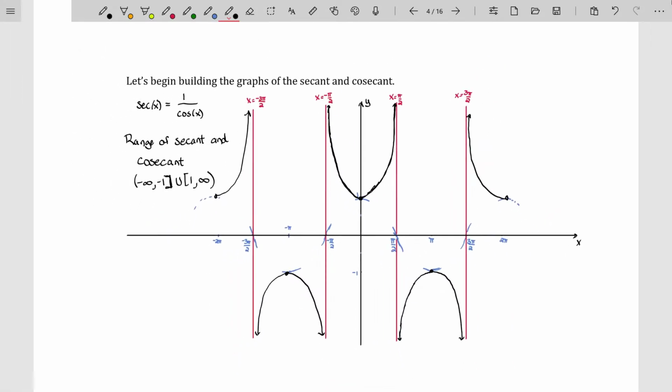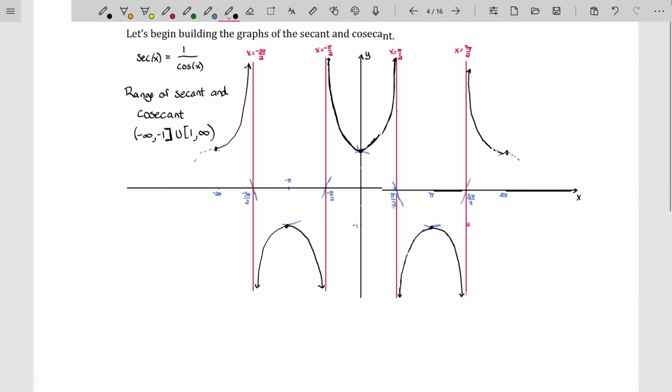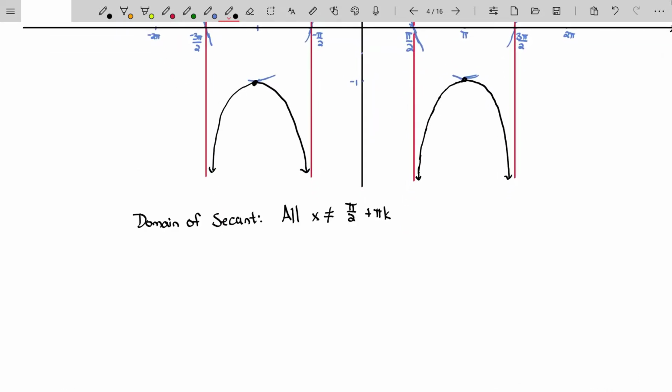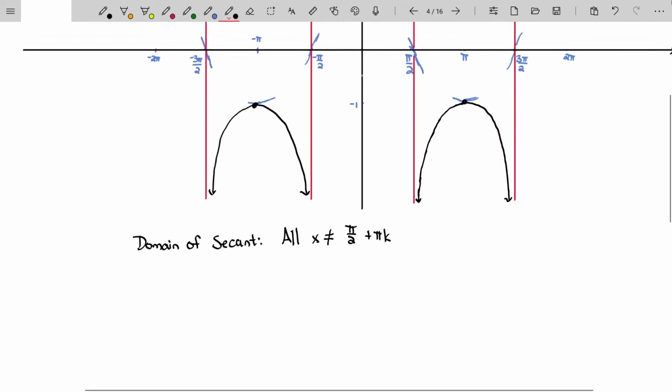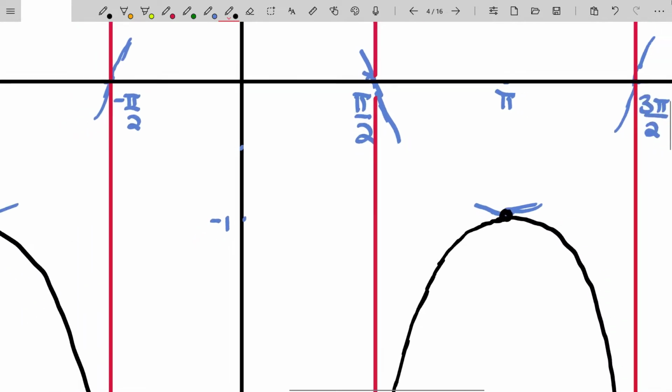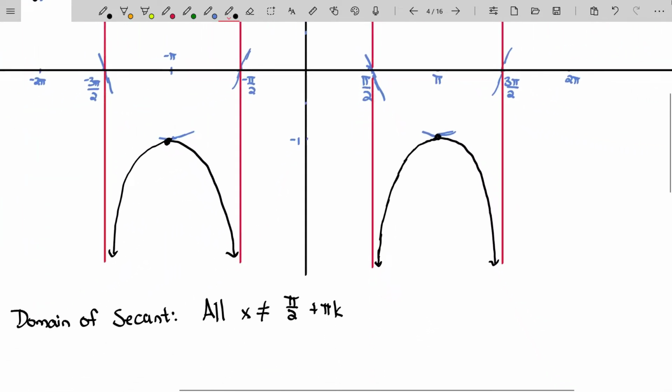It goes on forever in both directions. And you can see the secant does have domain issues all throughout. It's an infinite number of domain issues, always at odd multiples of pi over 2. I'll write that down below. So the domain of the secant is all x values that are not equal to pi over 2. You can see pi over 2 is an issue, plus pi k. And what that means is, oh, and I should note here, k is an element of Z, which is the integers.